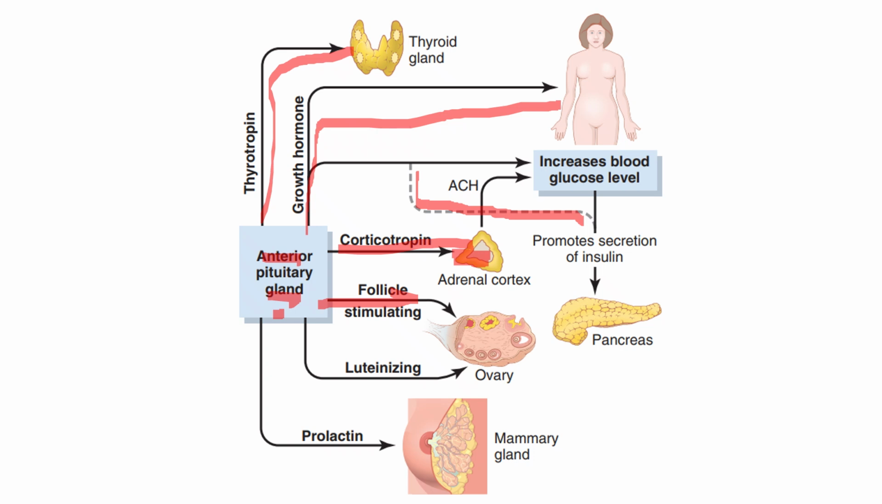Follicle stimulating hormone and luteinizing hormone target the ovaries in females and testes in males, and they are responsible for regulation of the reproductive process. Follicle stimulating hormone is responsible for follicle development and estrogen secretion, while luteinizing hormone is responsible for ovulation and progesterone secretion. The prolactin targets the mammary gland, and it promotes milk production and breast development.